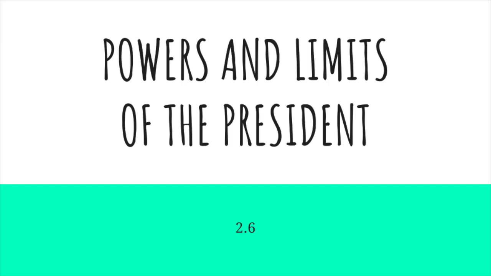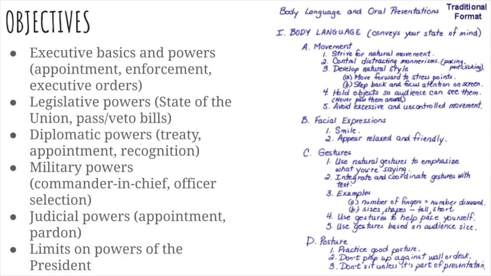We're going to do 2.6 Powers and Limits of the President. Make sure you take good structured notes over our objectives. We're going to be looking at various powers, the executive powers, obviously, but a whole host of other powers of the presidency: legislative, diplomatic, military, judicial. And then we'll end by talking about the limits on the powers of the president.